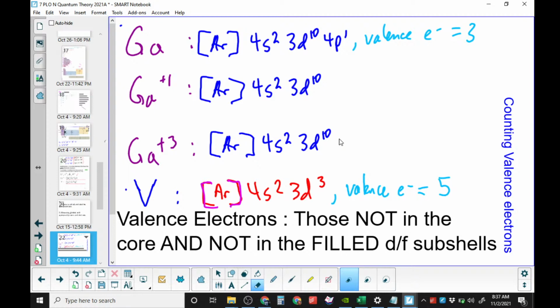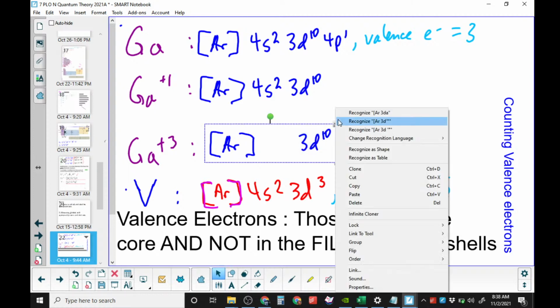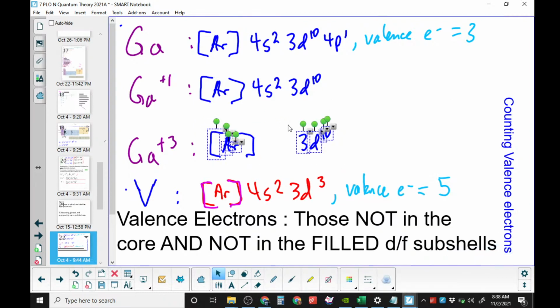Oh, we're at plus 3, so we have to take away a total of 3 electrons. We've taken away 1. Where do we take away the next 2? 4s2. Yeah, so the 3d10 just sits there. It's not included in the square notation, so we have to keep it. And we keep it.